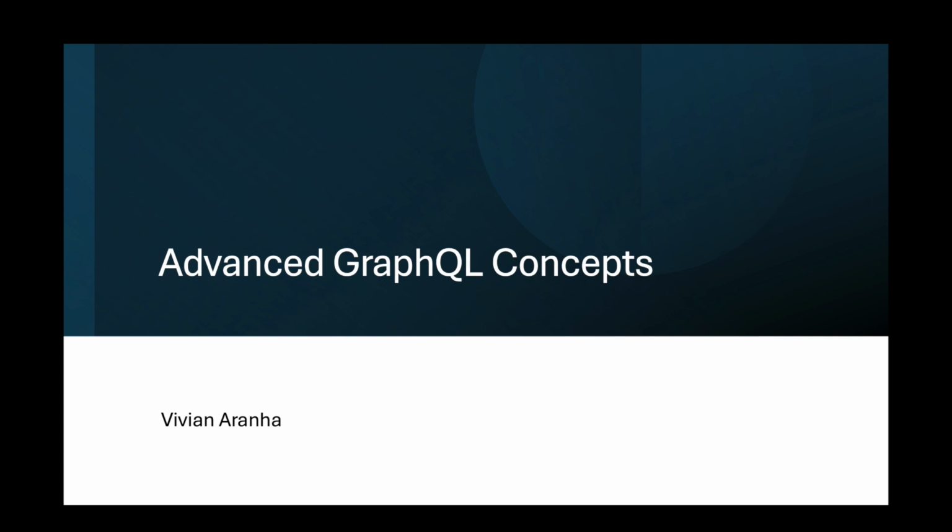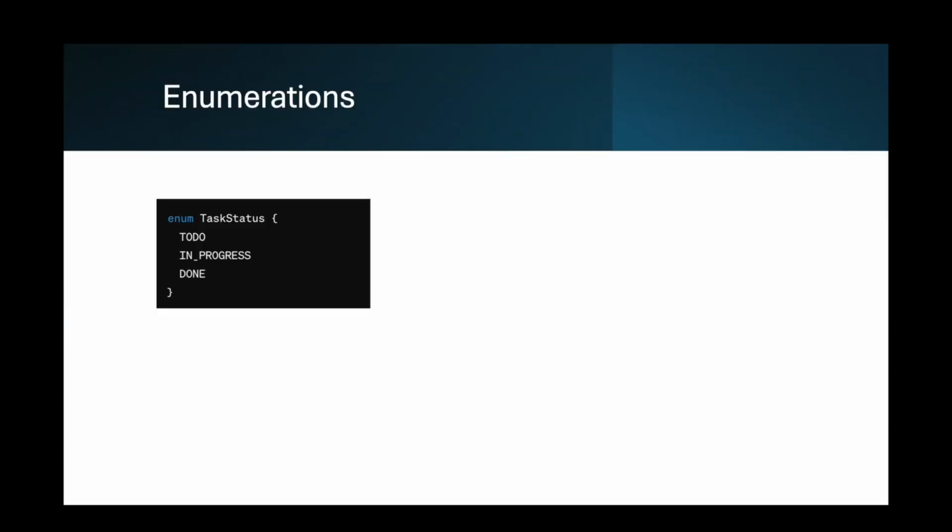Let's look at some of the advanced GraphQL concepts. We'll start with enumerations. Now, enumerations, also called enums, in GraphQL allow you to define a set of possible values for a field. Enums are useful for fields that should only accept specific predefined values, such as status codes or categories. For example, you might define an enum for the status of a task, where enum TaskStatus has TODO, IN_PROGRESS, and DONE. So at a particular time, a task can have one of these statuses, which is to do, in progress, or done.